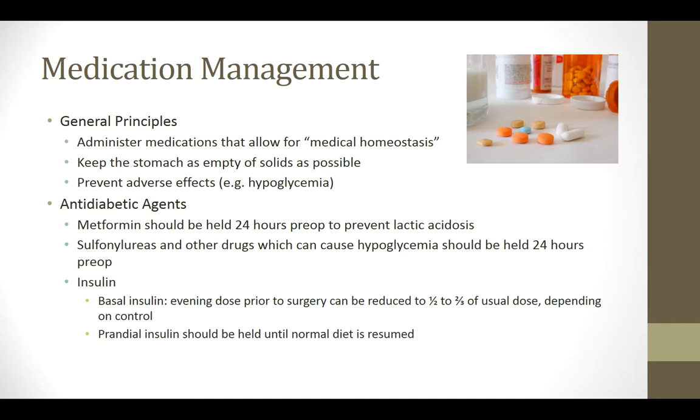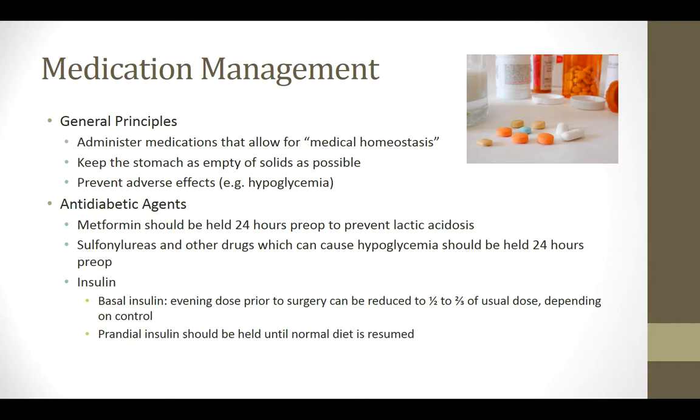So that said, I'm going to give you a couple things to keep an eye out for. As a rule, you're going to hold anti-diabetic agents, the oral agents, for at least 24 hours before surgery, particularly metformin, sulfonylureas, and any other drugs that cause hypoglycemia.